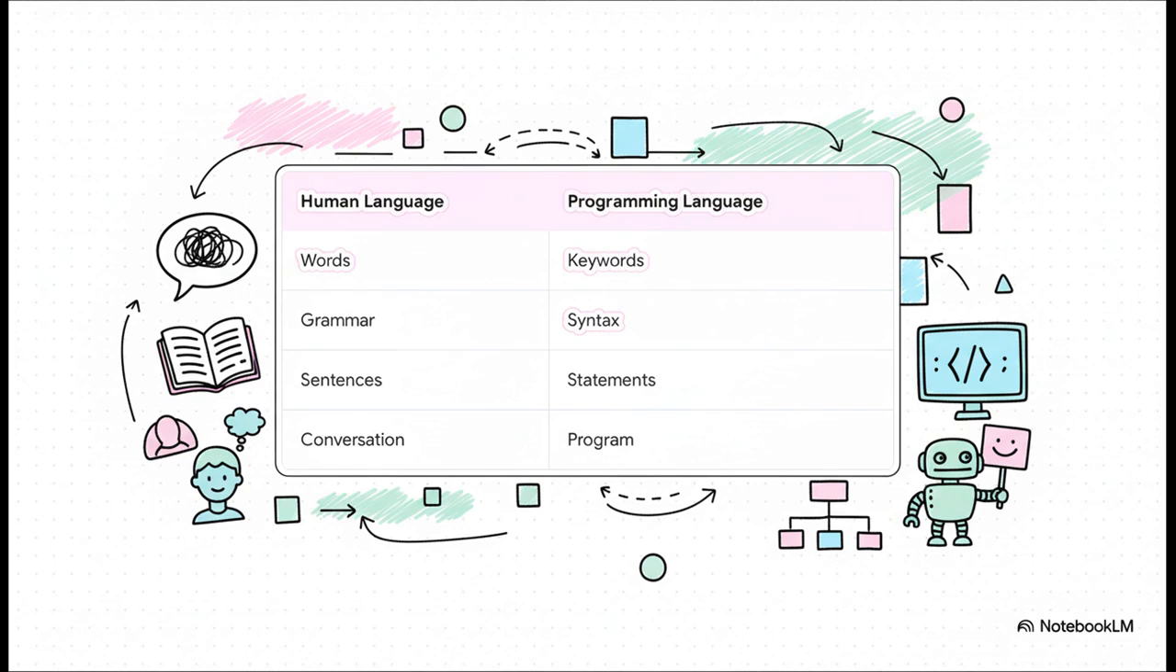Learning to code is a lot like learning to speak a new language. In a spoken language, you have words, right? In programming, you have keywords. You have grammar. In code, we call that syntax. You put it all together to make sentences, or as we call them, statements. And eventually, you have a whole conversation, which is basically a program.